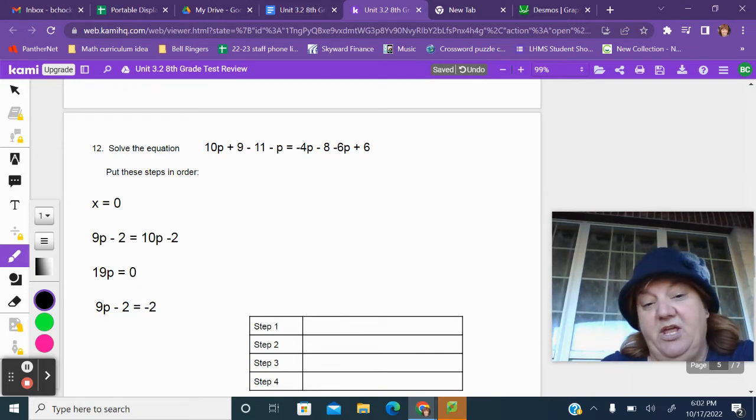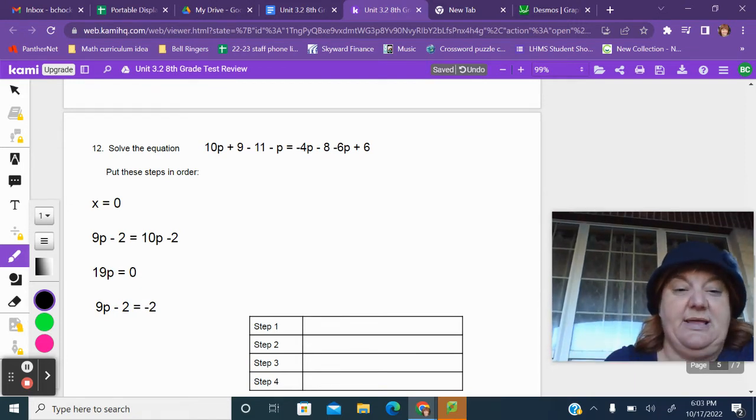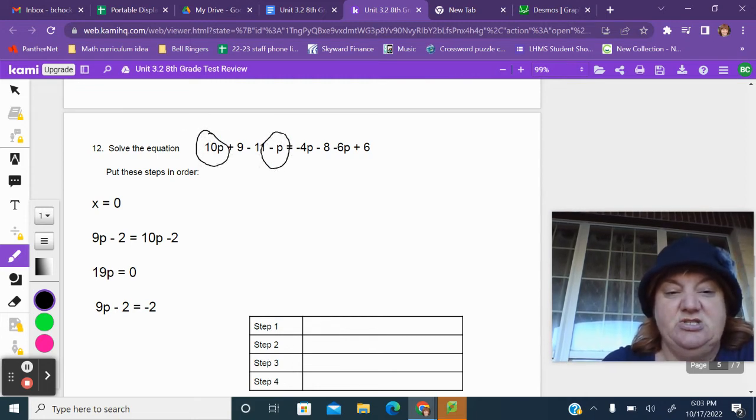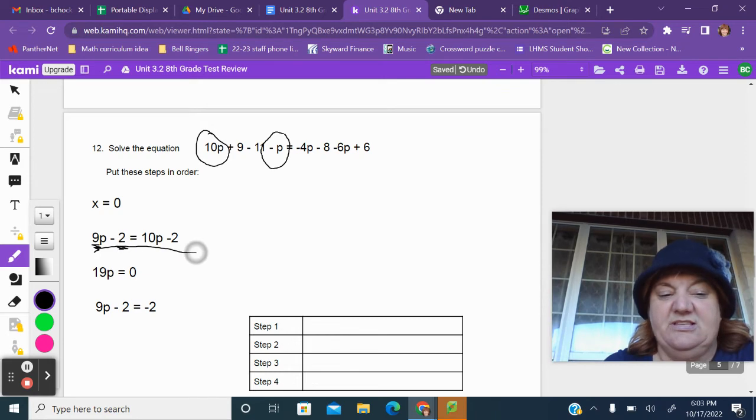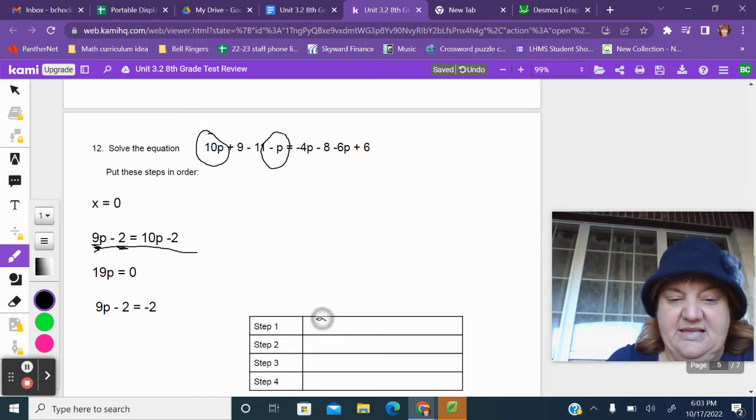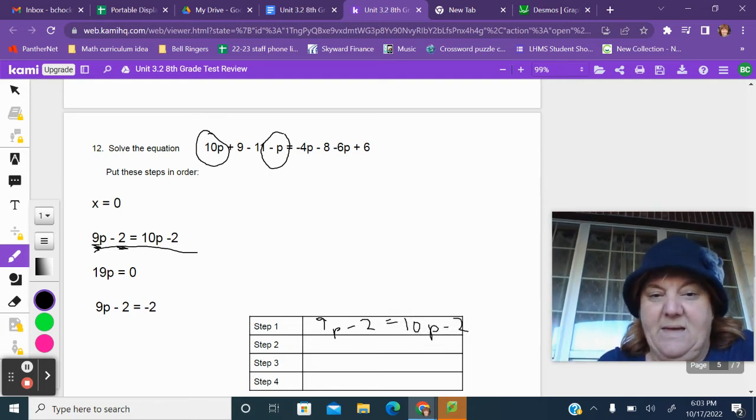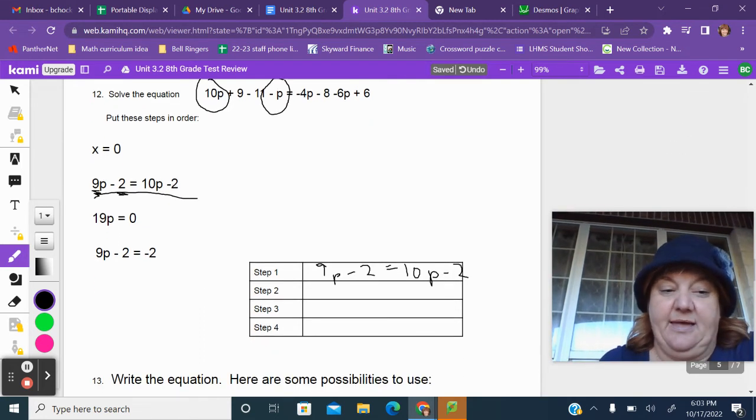Solve the equation. We want to go in order. So the first thing you're going to do is combine like terms. This gets combined with this. So 10 minus 1 is 9. Oh, there it is. 9 minus 11 is negative 2. And then on this side, this is the longest one too. So there it is. 9p minus 2 equals 10p minus 2. Right? Okay. What's our second step?